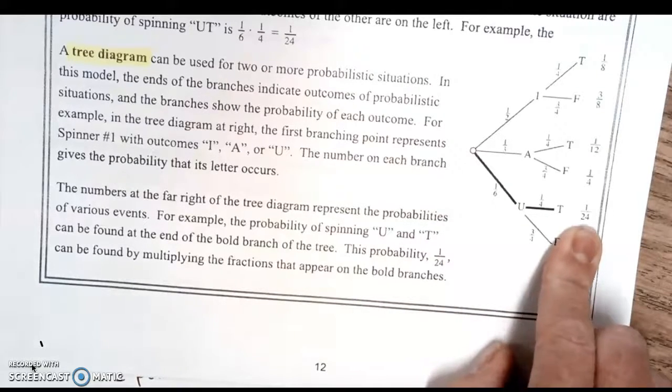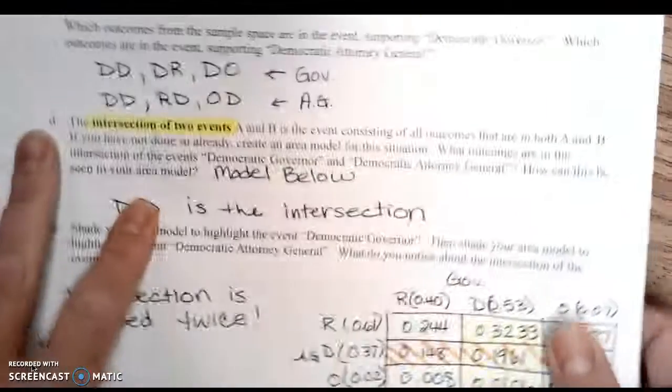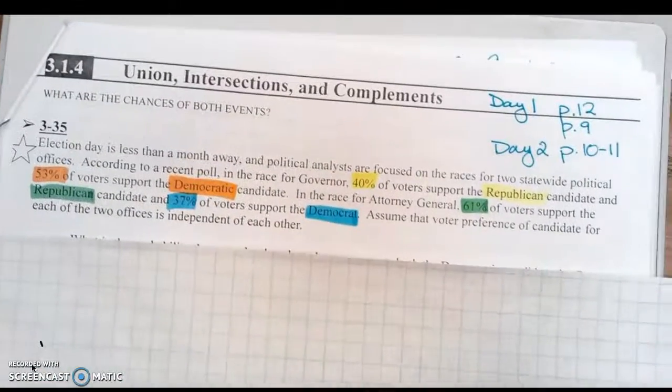All right. Now you're going to flip back to page 9. Back over to page 9. Question number 35 says, Election day is less than a month away, and political analysts are focused on the races for two statewide political offices. According to a recent poll, in the race for governor, 40% of voters support the Republican candidate, and 53% of voters support the Democratic candidate.